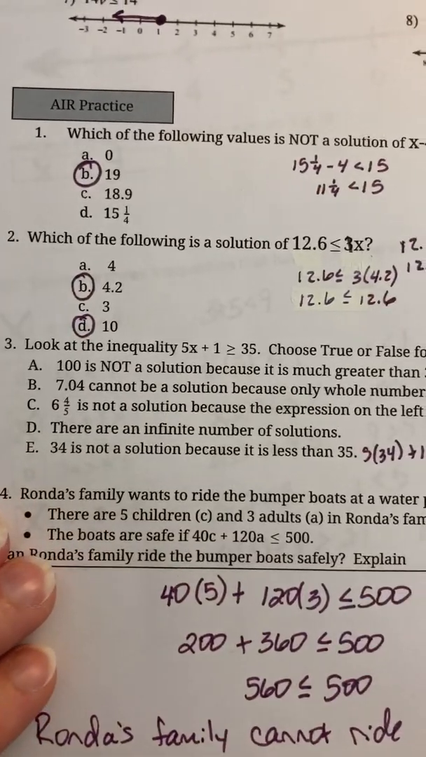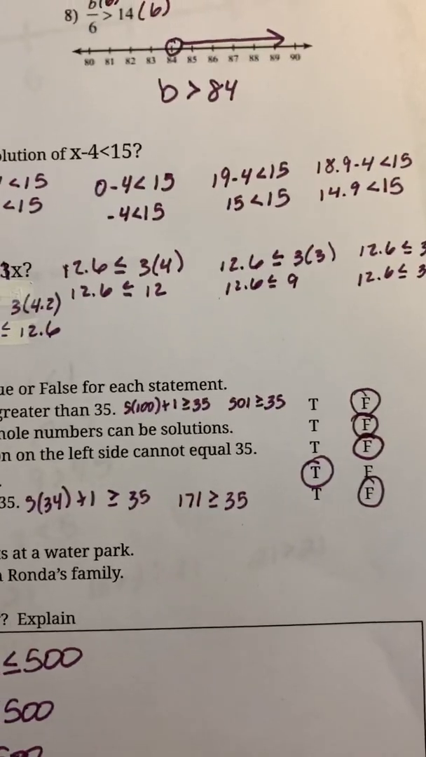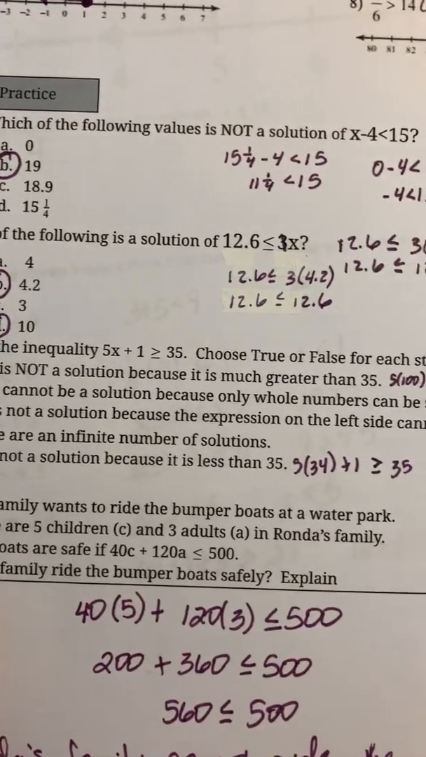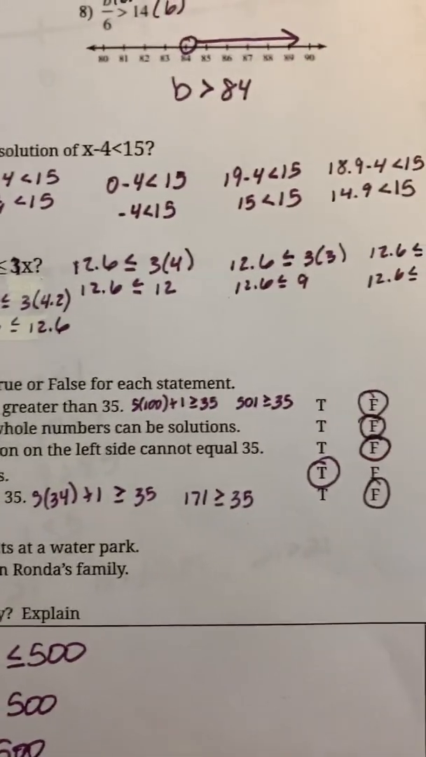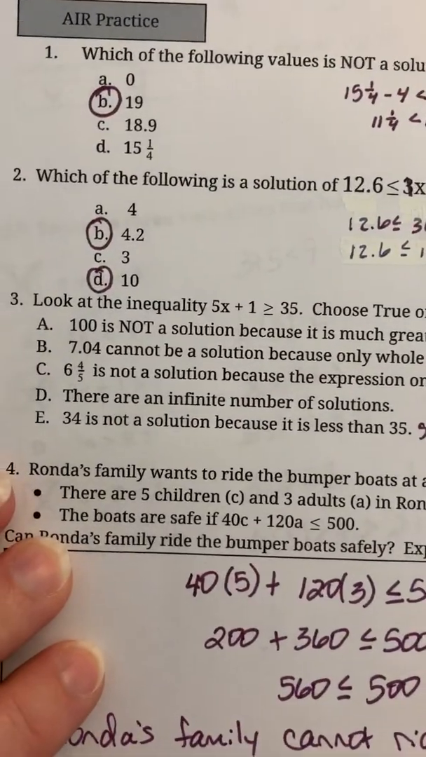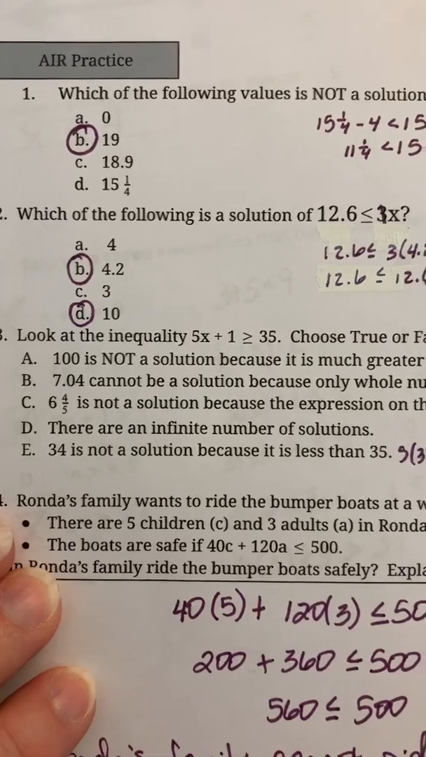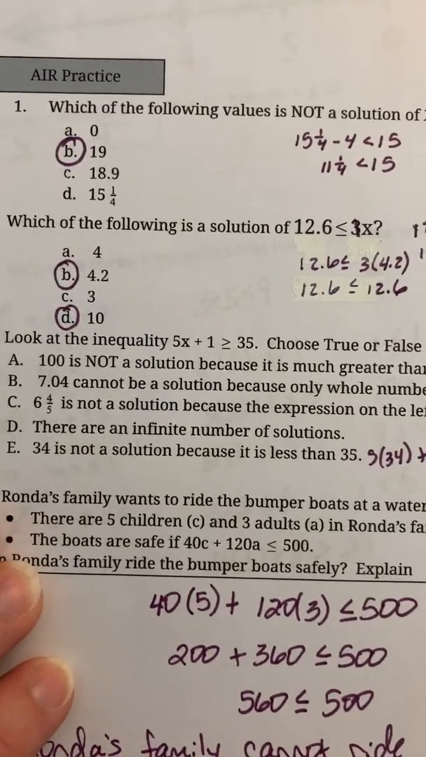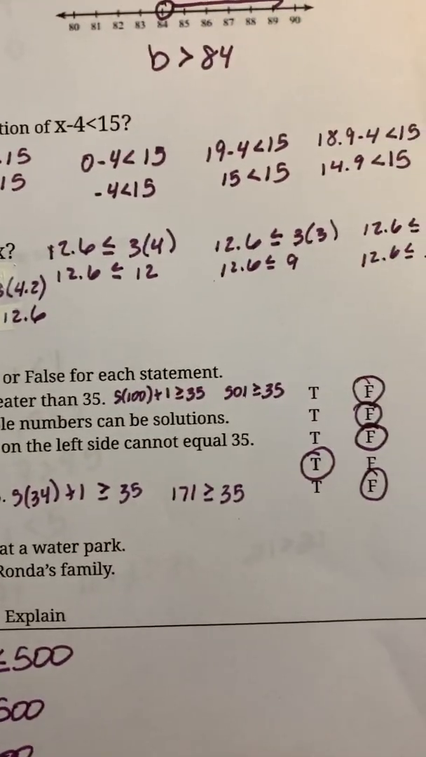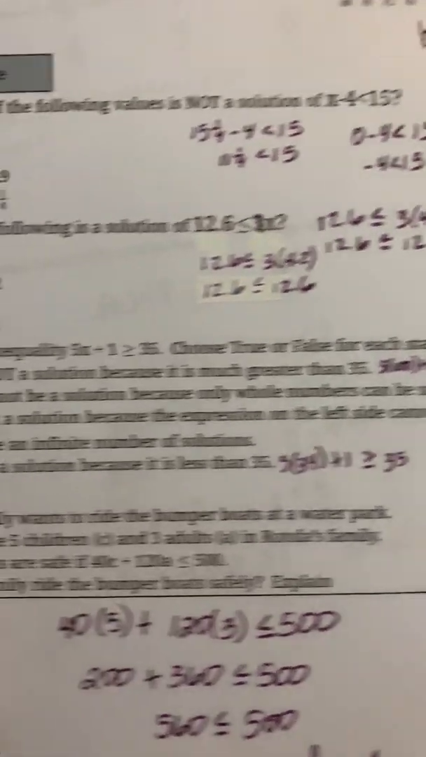Number 3, A, 100 is not a solution because it is much greater than 35. That is false. B, 7.04 cannot be a solution because only whole numbers can be solutions. That is false. You can have decimals or fractions, any rational number. C, 6 4/5 is not a solution because the expression on the left cannot equal 35. That is false. Can't equal 35 because it's greater than or equal to.